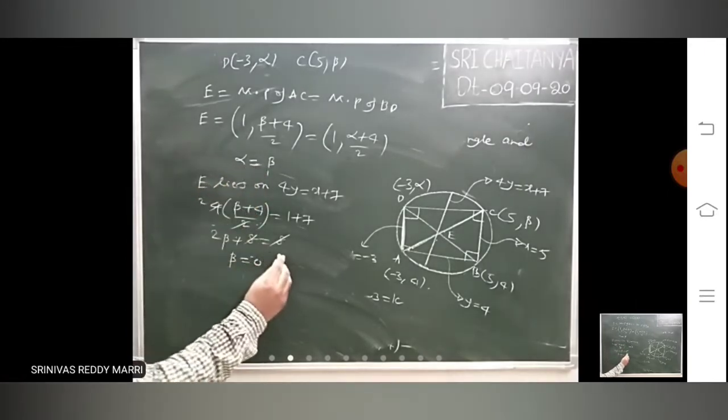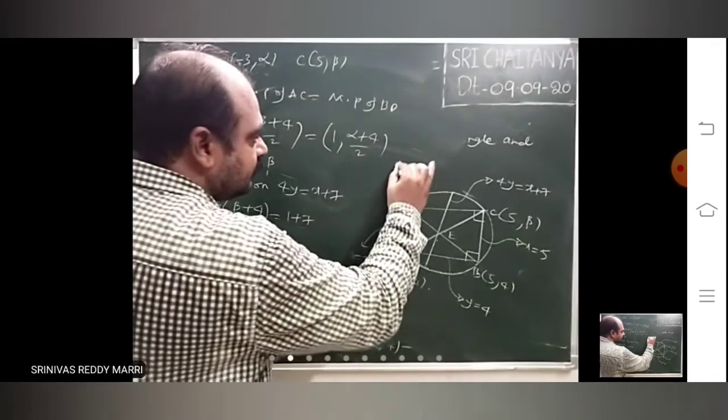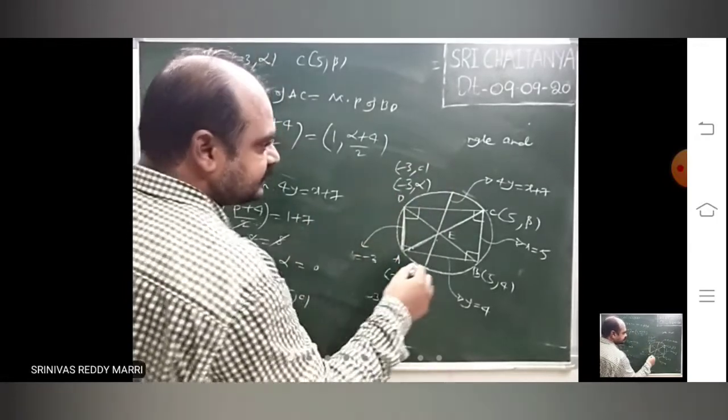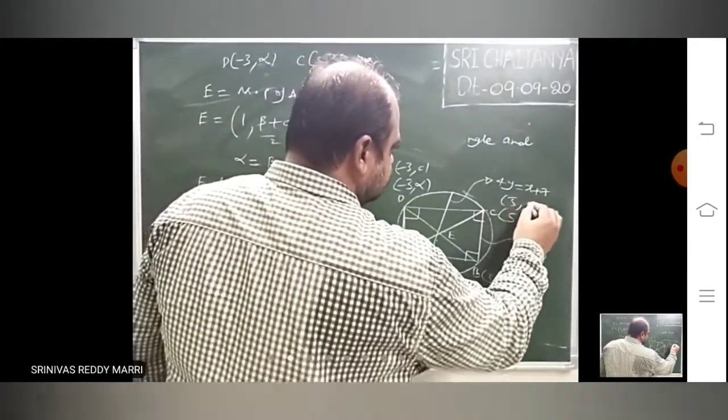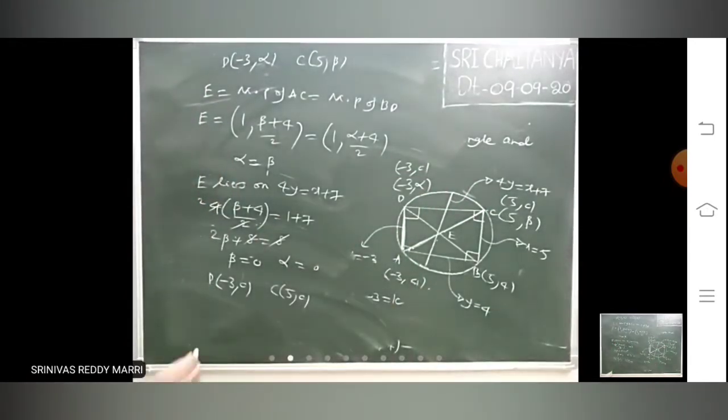Now you know that alpha equal to beta. Therefore alpha is what? 0. Therefore D point is what? Minus 3 comma 0. C point is what? 5 comma 0. That means this point is minus 3 comma 0. This point is 5 comma 0. Now you know all the vertices.